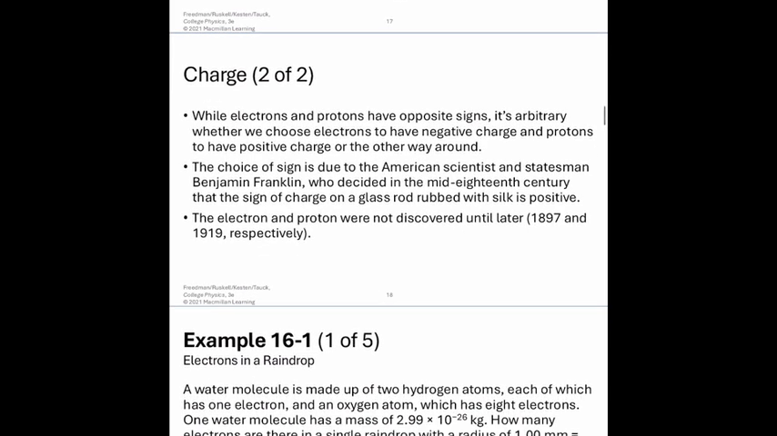So Benjamin Franklin is actually the person who decided that electrons would be negative and protons would be positive. And he didn't even know those existed at the time. He decided that by working with a glass rod and silk, because those were the two objects he used in his experiments discovering properties of charge, as he used the silk on the glass rod. And that's why that's the canonical example of demonstrating charge transfer.